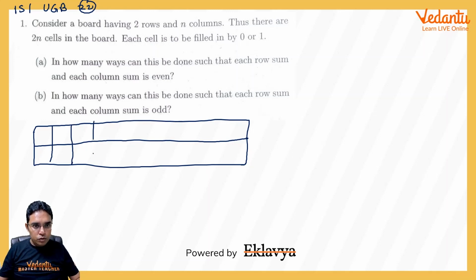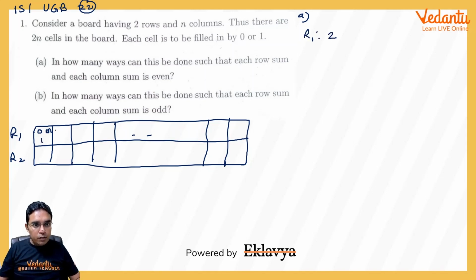One, two, three, 4 and so on, n minus 1 and n. This is my row 1, this is my row 2. And my A part says in how many ways this can be done such that each row sum and each column sum is even. Okay, now I think I have a choice to fill first cell by 0 or by 1. 2 ways.